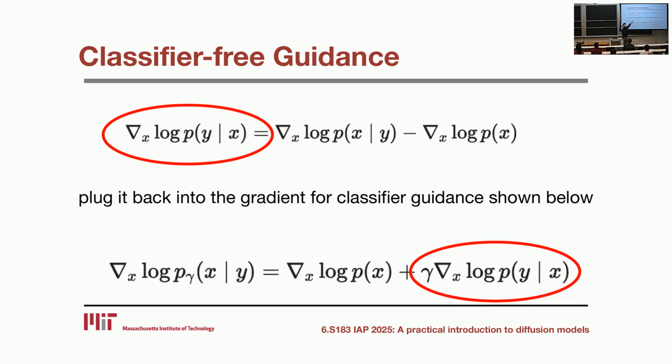Last slide, we have this. And we can plug it back into the gradient for classifier guidance as shown below. This is the formula for classifier guidance. Make sure you recognize that. And now, this is a term that appears here. So we replace this difficult term by plugging in this formula here. And what do we end up with?